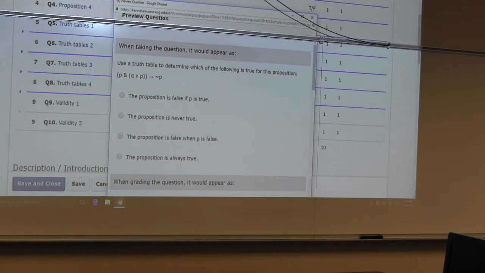So, let's put in this column here Q or P, and then let's put P and Q or P, and then we'll have the final one, which is P and Q or P implies not P.